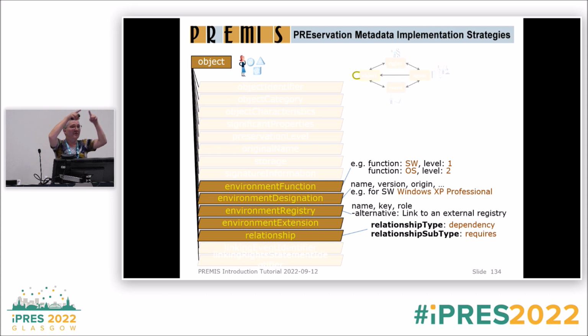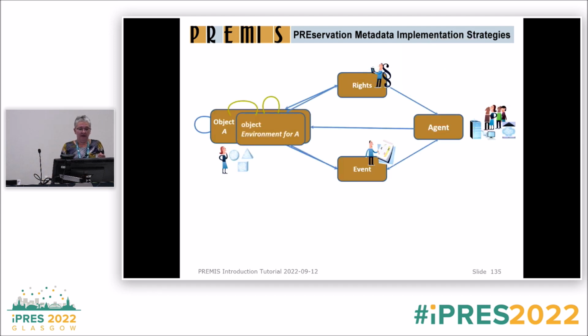And you already saw from the example that the relationship type could be dependency required. Now, object-to-object relations, here it's getting a bit complex, and I hope we get through because it looks a bit odd with these. Maybe it changed. We're trying. Okay. An object can be a file, that's object A, and then another object is the environment for object A.